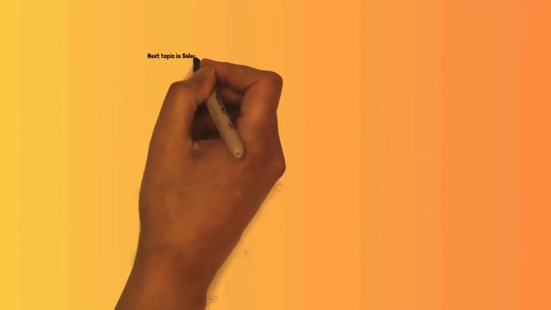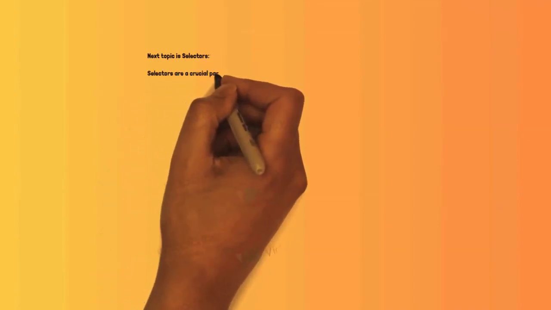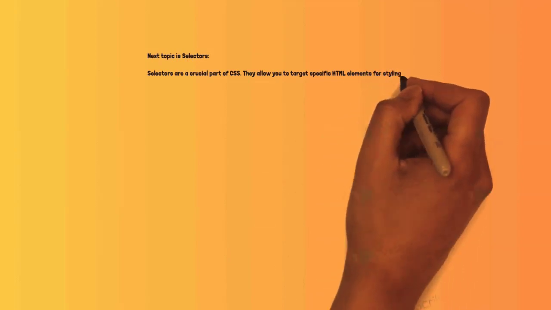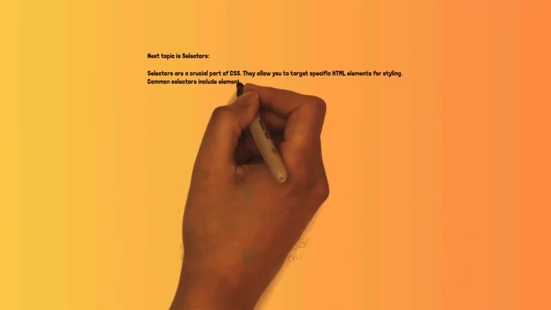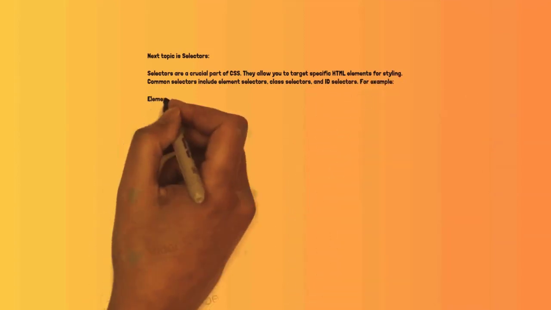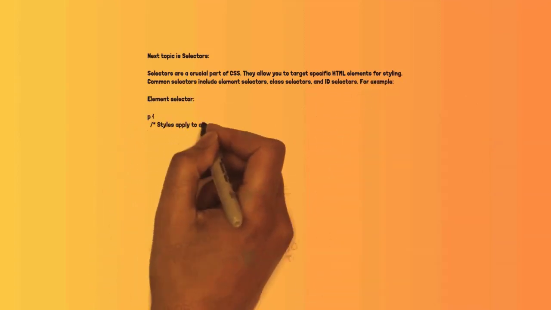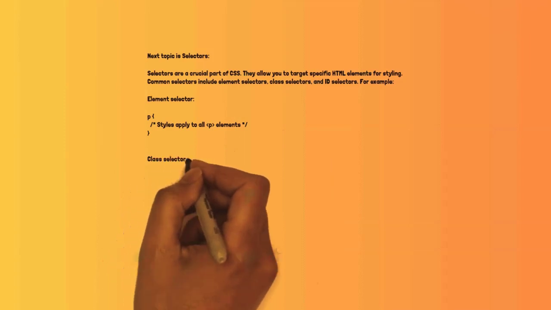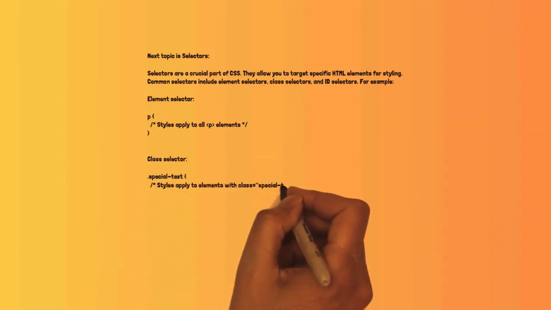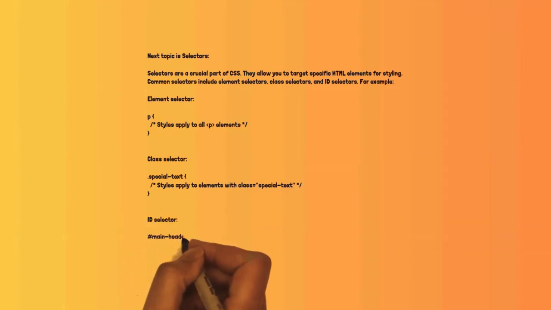The most important part is CSS selectors. Selectors are a crucial part of CSS. They allow you to target specific HTML elements for styling. Common selectors include element selectors, class selectors, and ID selectors.